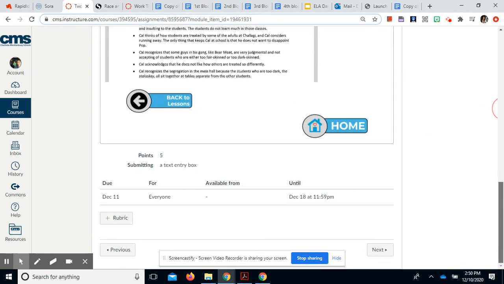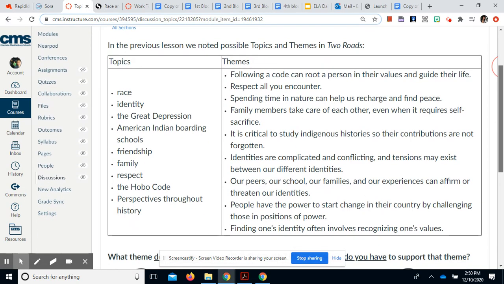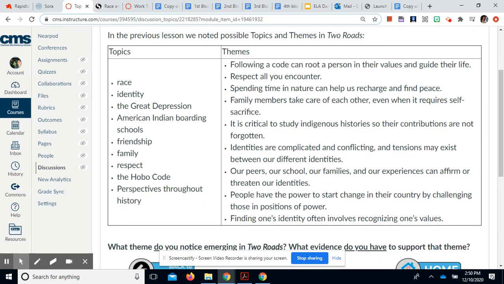After reading the chapter, we then looked at theme again, and we have a list of possible themes here. So we discussed which themes listed here could apply to chapter 21 and what evidence from the chapter would support it. So we talked about how there can be more than one theme. You can come up with even additional themes than what's listed here, as long as it can be supported by the text.